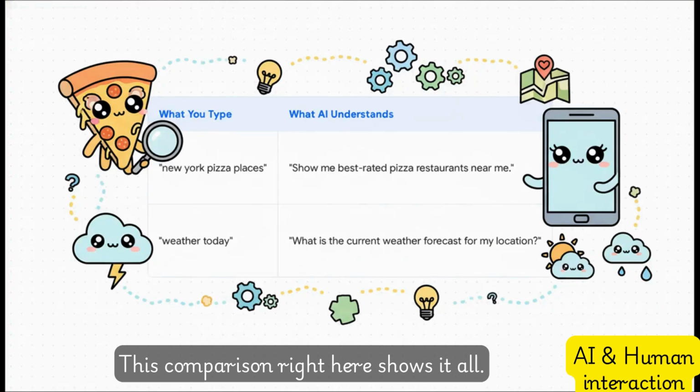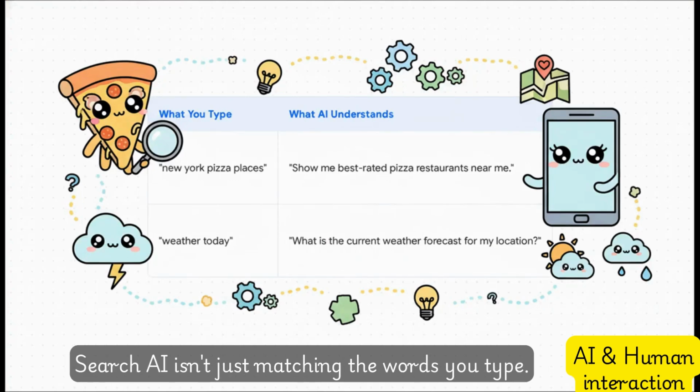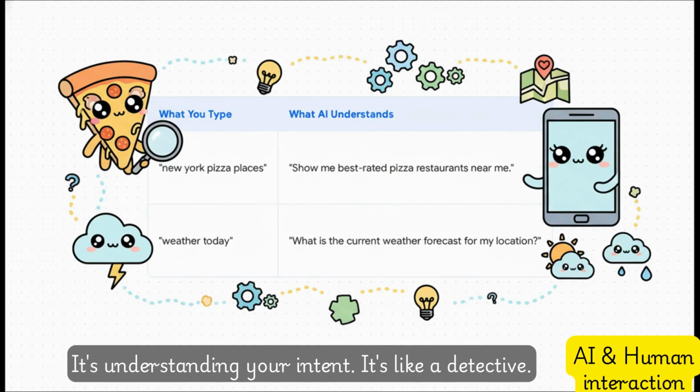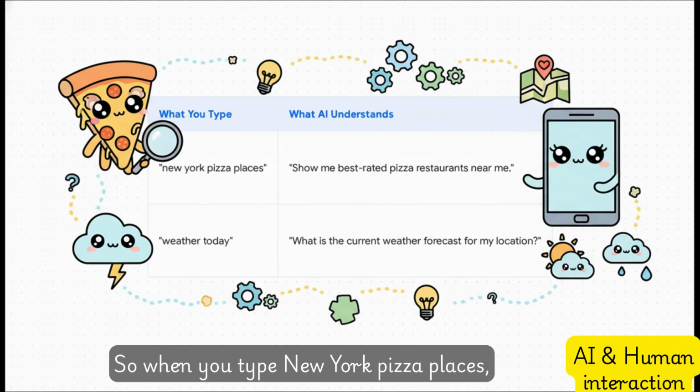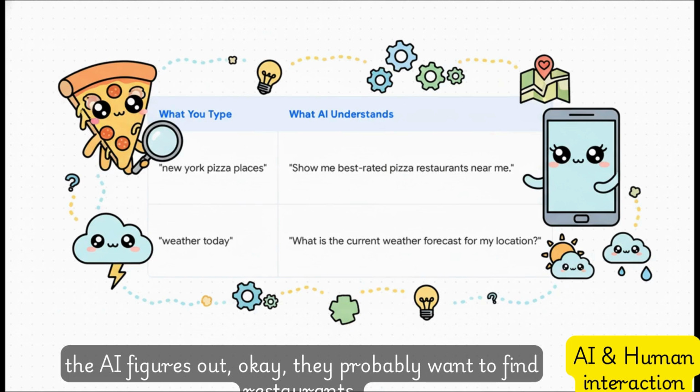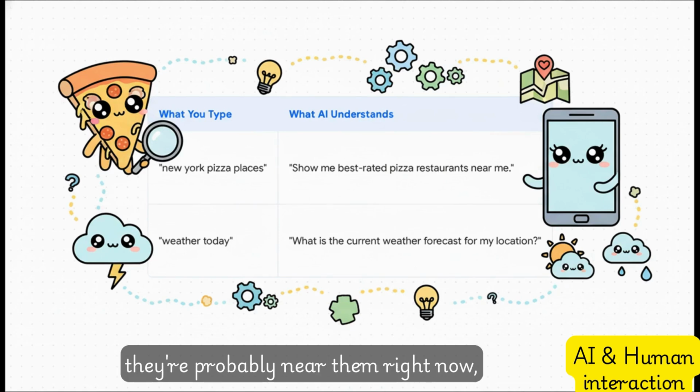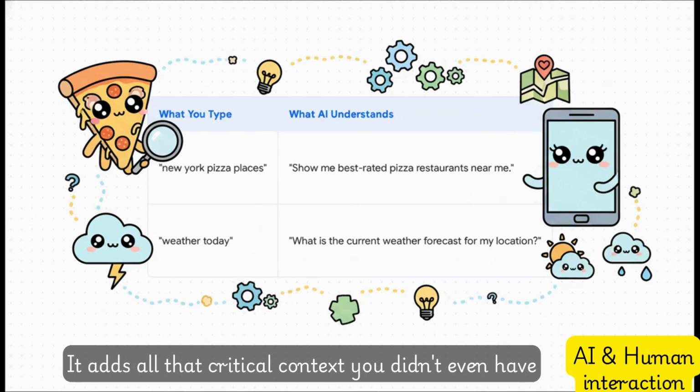This comparison right here shows it all. Search AI isn't just matching the words you type, it's understanding your intent. It's like a detective. So when you type New York pizza places, the AI figures out, okay, they probably want to find restaurants, they're probably near them right now, and they probably want ones with good reviews. It adds all that critical context you didn't even have to type.